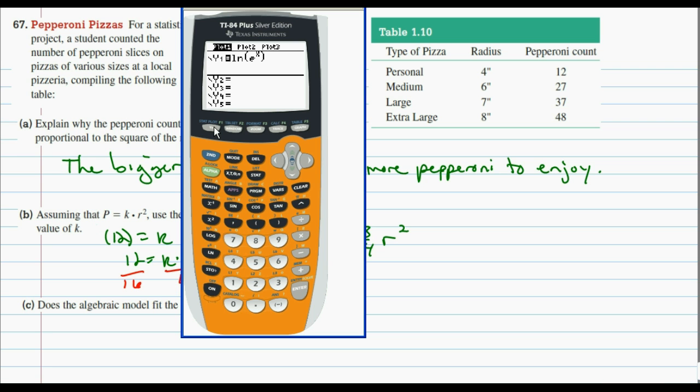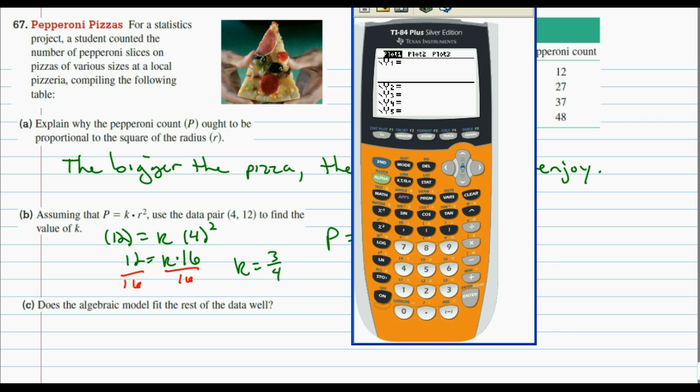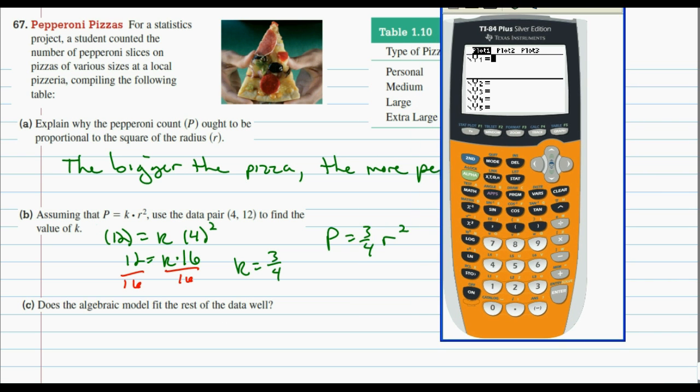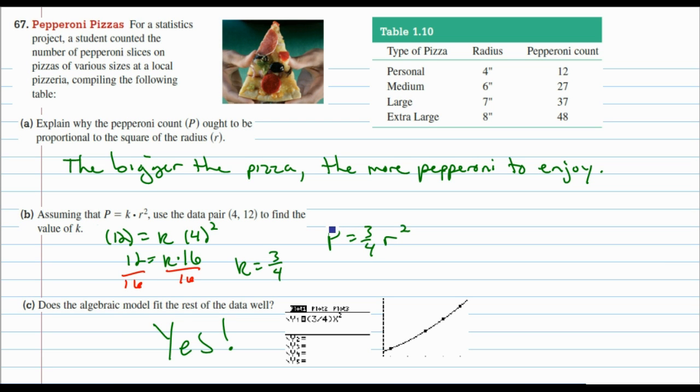Then in y equals, I need to put the equation I came up with. Y, or the output, equals 3/4 x squared. And then I'm going to hit zoom 9 and see what I got. Look at that. Fits just perfectly. So in conclusion, does the algebraic model fit the rest of the data well? Yes, it does.